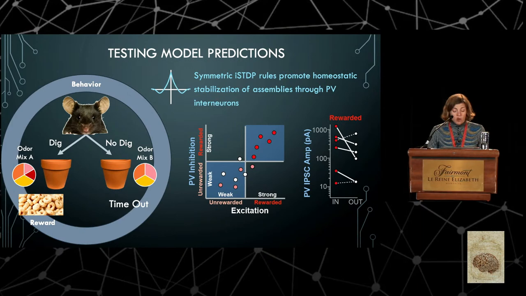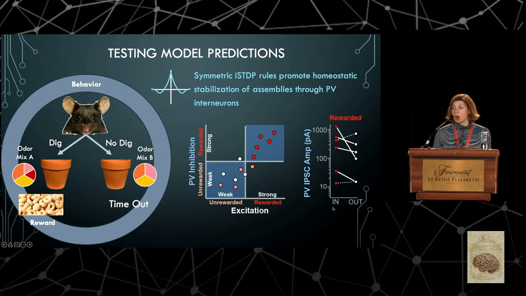So the first thing she did was look at how the role of the symmetric inhibitory rule would be to promote homeostatic stabilization of assemblies through PV interneurons. How we interpret what that might look like, and this is really just a schematic, is that in the rewarded assembly, the excitation is incredibly strong, and we expect that PV-mediated inhibition would also be strong to stabilize that. Okay, so you don't get runaway excitation. And conversely, in the unrewarded assembly, you would expect that excitation is weak and that you don't need super strong inhibition to offset that. And so PV-mediated inhibition would be weak.